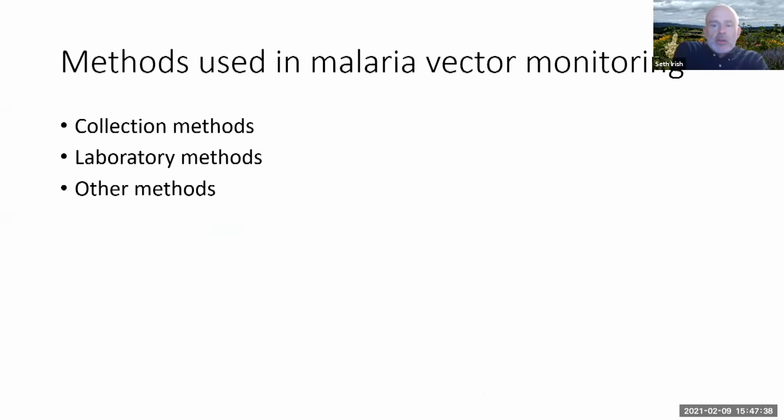So we've mentioned the key questions that you want to answer to plan your surveillance activities. But once you have your questions, you need to think about how you can answer those questions. A lot of times the way that you do that is using mosquito collection methods that are appropriate for your question. Sometimes you want to use different laboratory methods to test your mosquitoes after you've collected them to answer even more complicated questions. And then there are some other methods that you may want to use as well.